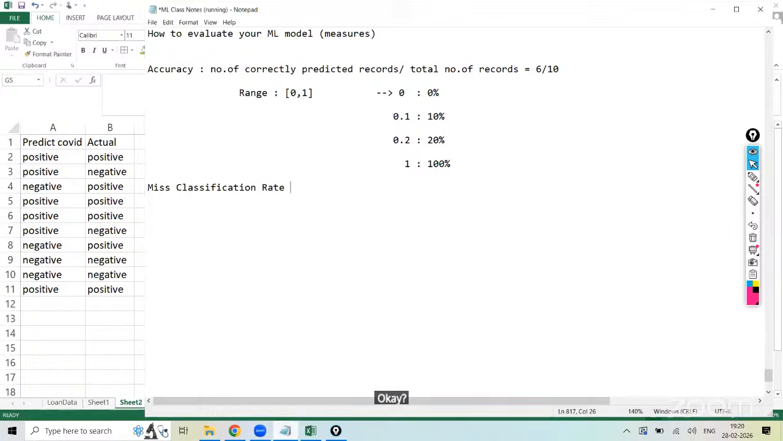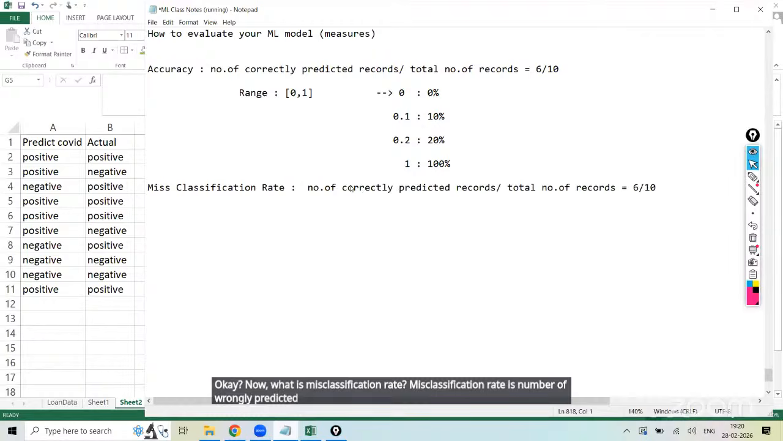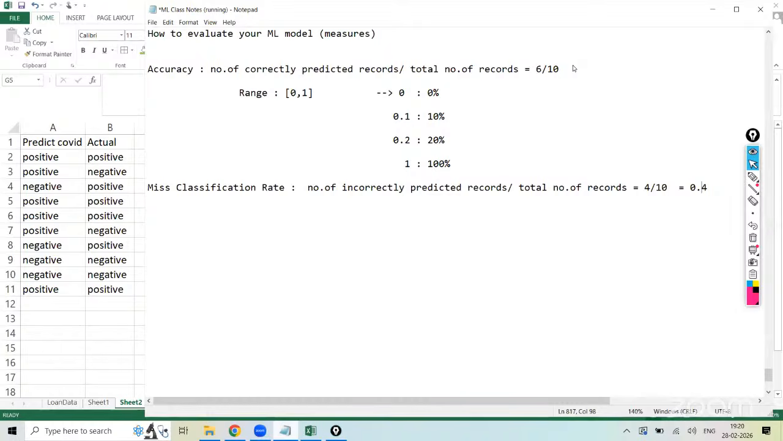Now, what is misclassification rate? Misclassification rate is the number of wrongly or incorrectly predicted records divided by the total number of records, that is 4 by 10, which is 0.4, or 40%. Whereas accuracy is 0.6, 60%.